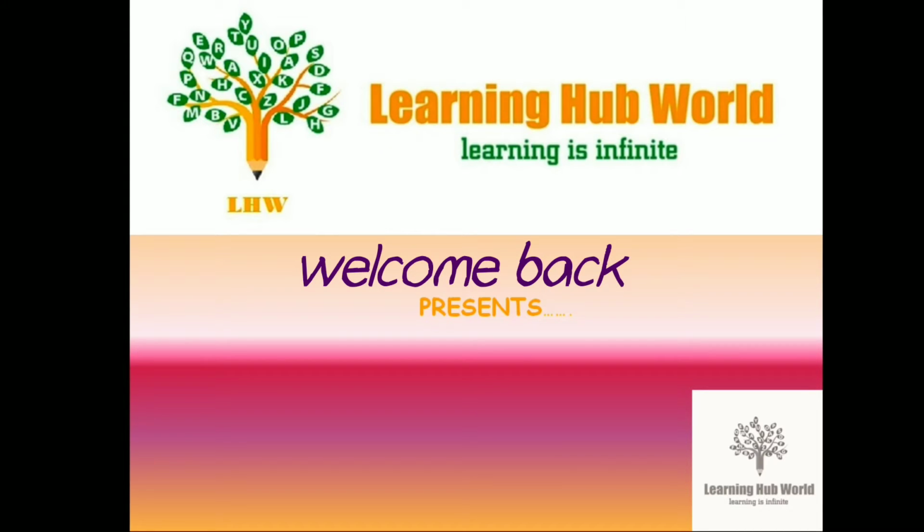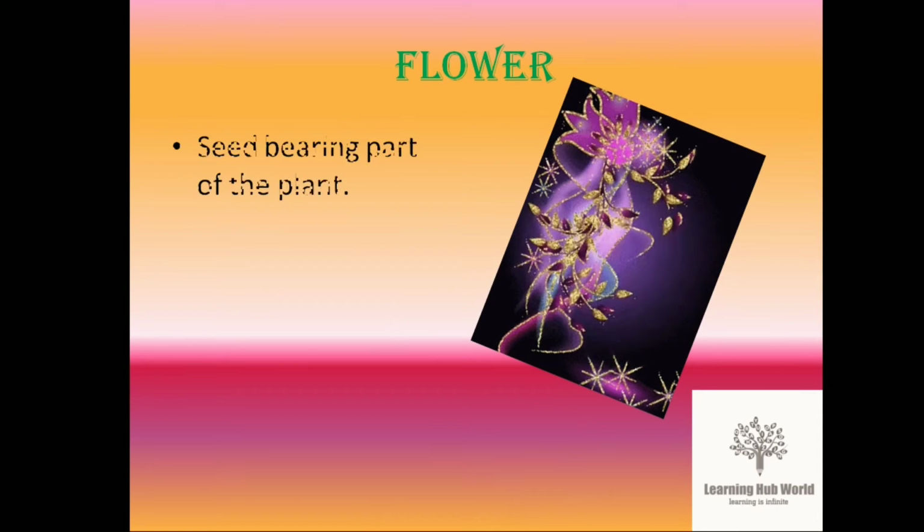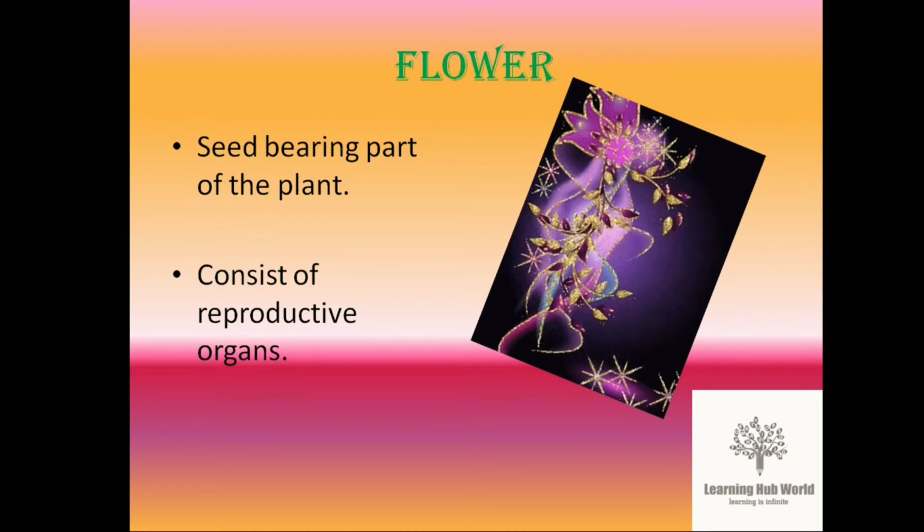Today I present to you my first topic for school children. Parts of a flower. Yes dear children, today we are going to learn the various parts of a flower. What exactly is a flower? A flower is a seed-bearing part of the plant, and it consists of reproductive organs.